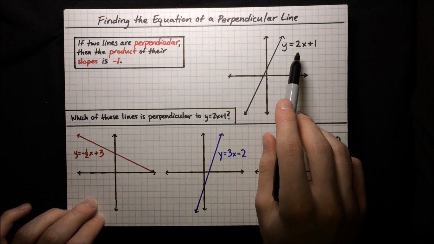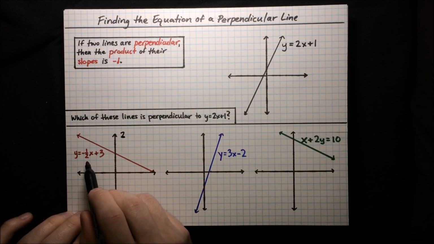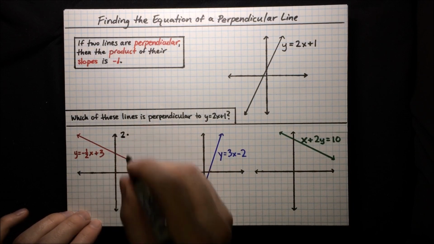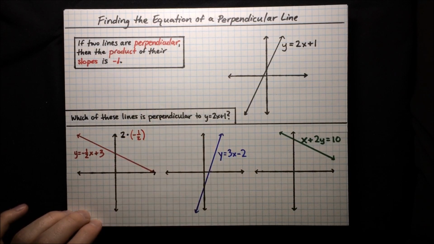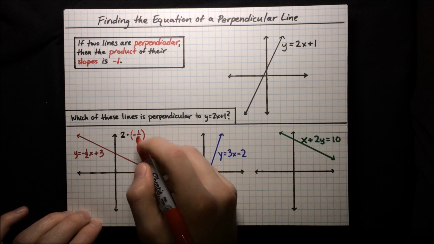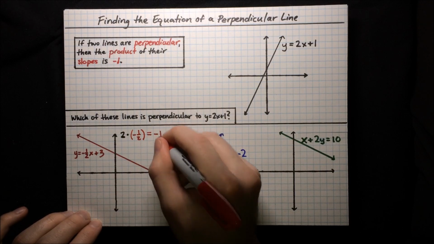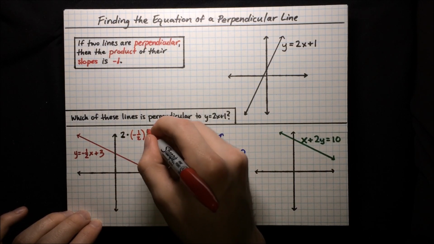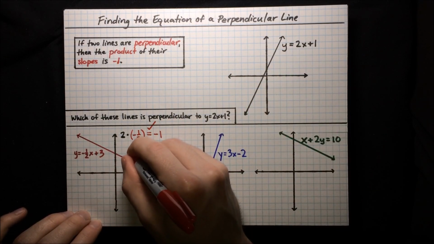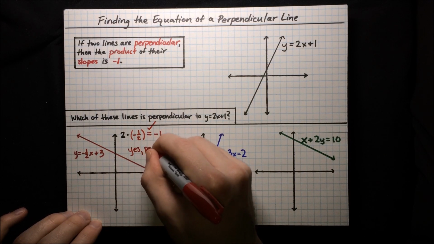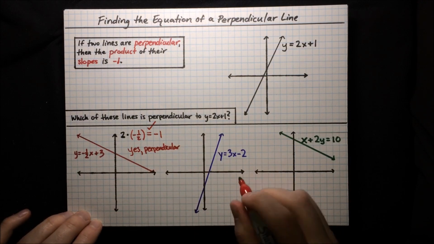Okay, so the slope here is 2, so let's write that down. So 2 times, what is the slope here? The slope here is -1/2. 2 times -1/2, what does that come out to? Well, 2 times 1/2 is 1, and then we've got a negative sign, so that comes out to -1. Great. So that means yes, this line is perpendicular to the given line here. So yes, perpendicular.